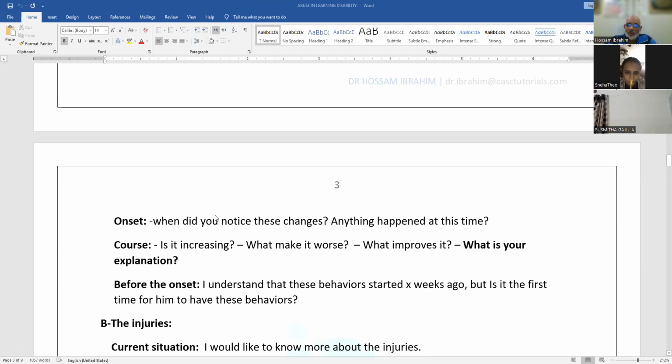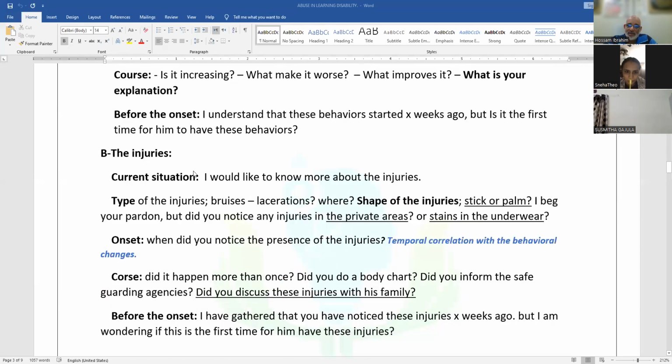And now we want to know more about the injuries. Again, the current situation. You want to know the type of the injuries, bruises, lacerations, shape of the injuries, stick, and this is something which you have missed, and actually you had a lot of time at that. So these are injuries. You ask about the private parts, but you want to know the shape of injuries, stick or palm. I beg your pardon. Did you notice any injuries in the private areas or stains in the underwear?